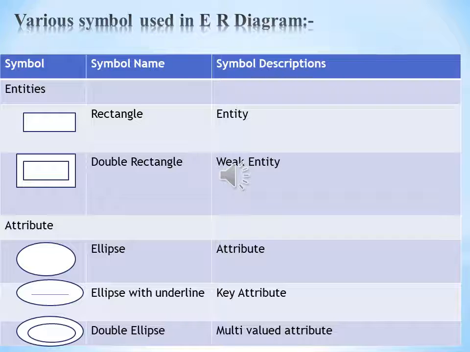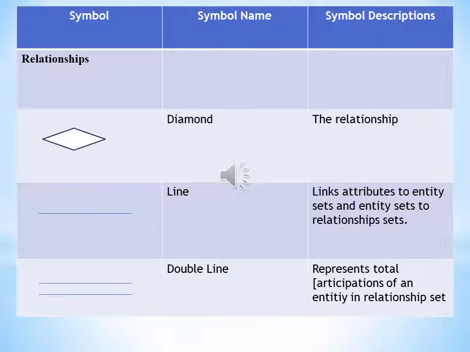Then next are the attributes. An attribute is represented by the ellipse symbol. Then the next symbol is the diamond. A diamond represents the relationship between two entities. I will explain this in the next examples in the next slide. Then the second is a line. A line links attributes to entity sets and entity sets to relationship sets.